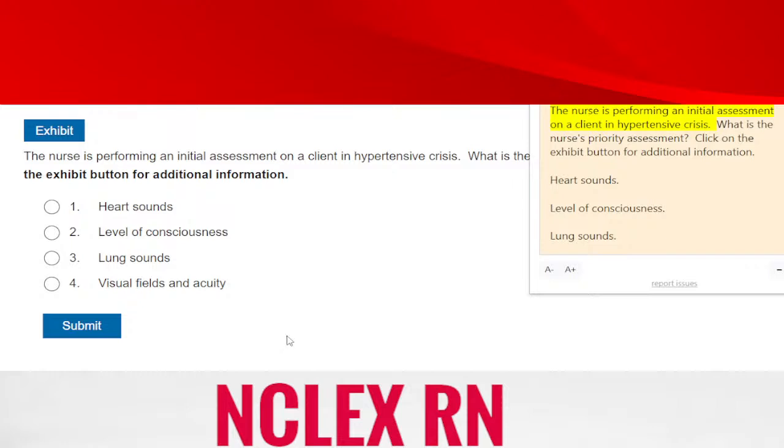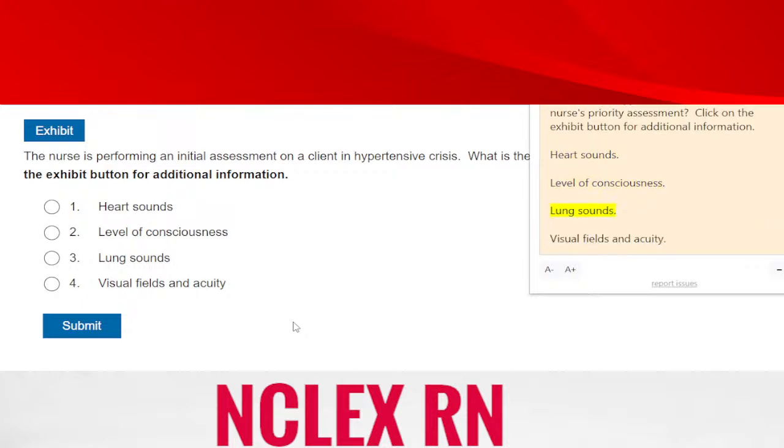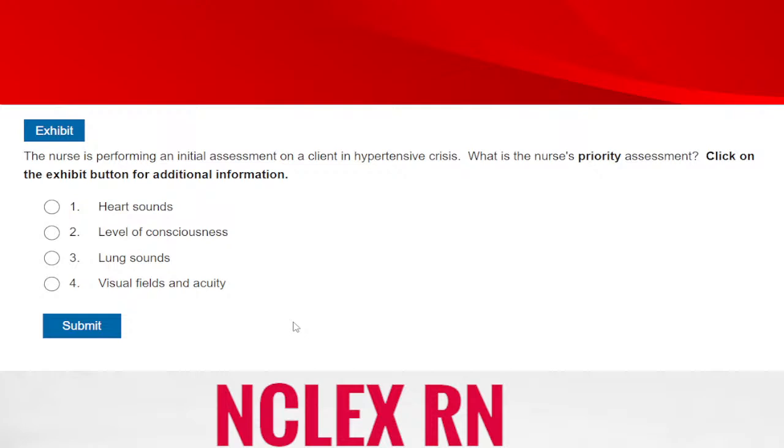Exhibit. The nurse is performing an initial assessment on a client in hypertensive crisis. What is the nurse's priority assessment? Click on the exhibit button for additional information. Heart sounds. Level of consciousness. Lung sounds. Visual fields and acuity.